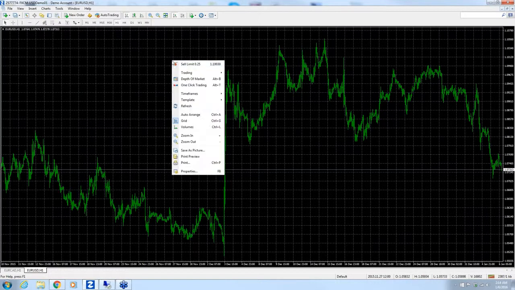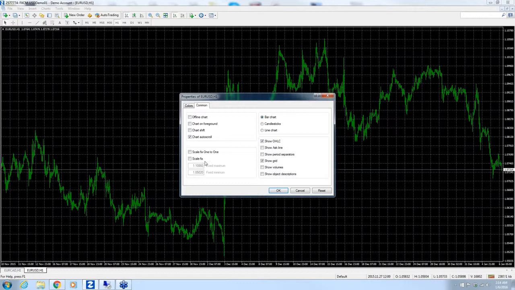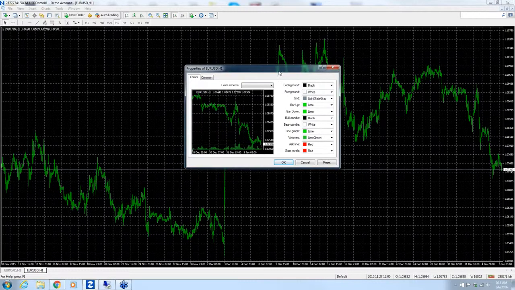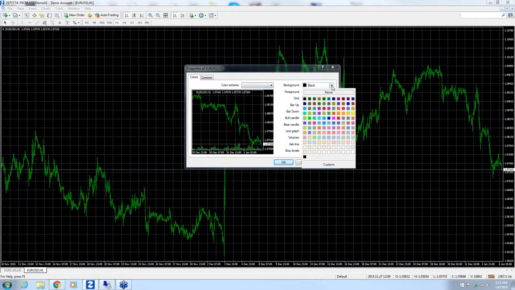Number one, right click, properties. Uncheck grid. You show your bid and ask line. That's open, high, low, close. You can show your ask line. I like keeping that on. You go to colors. Now I'm recording this, guys. You go into colors. Very simple.